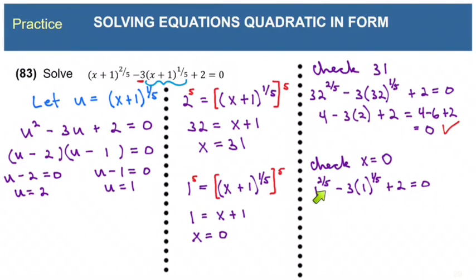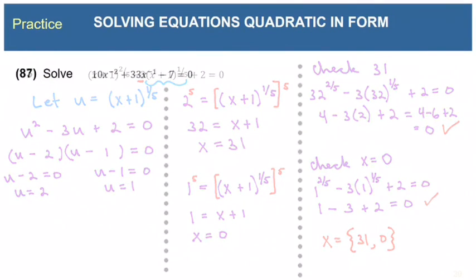Okay, now, of course, 1 to the 2/5 power is still 1. And 1 to the 1/5 power is still 1. So I have 1 minus 3 plus 2, and that's going to add up to 0, which is what we needed it to. So the 0 checks, and our two solutions are 31 and 0.